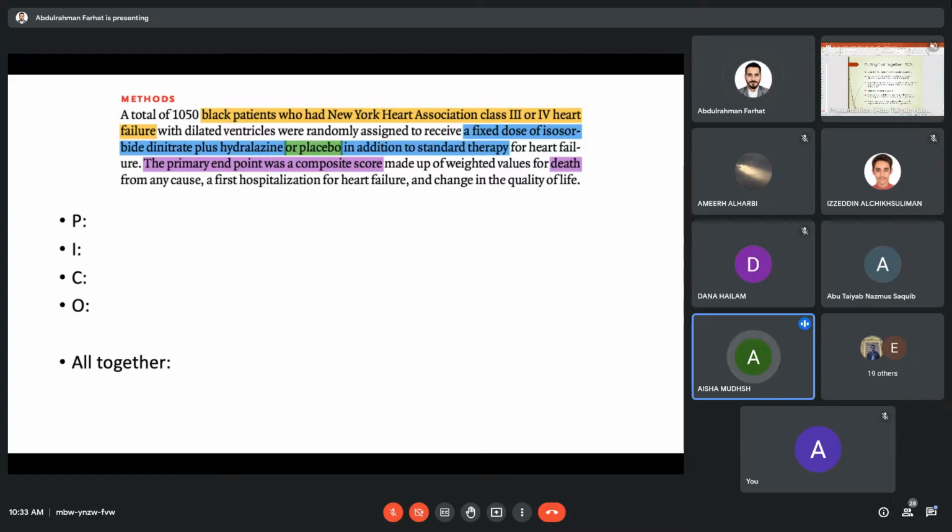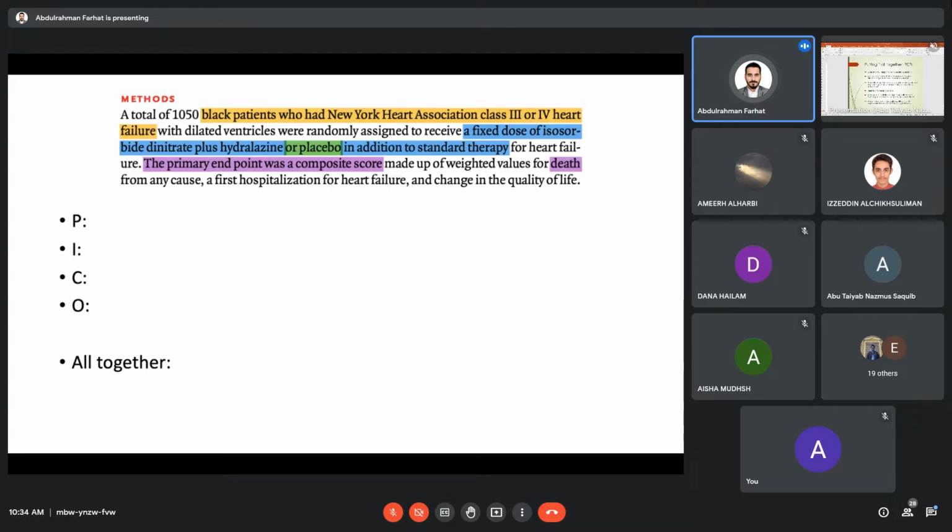Okay, good. For the intervention, we have a fixed dose of isosorbide dinitrate plus hydralazine or placebo. This is for the blinding. And in addition, standard therapy. For the comparison, we'll see, for the result. And then for the outcome, the primary endpoint was a composite score. Okay, so you've done very well there. You've done very well.